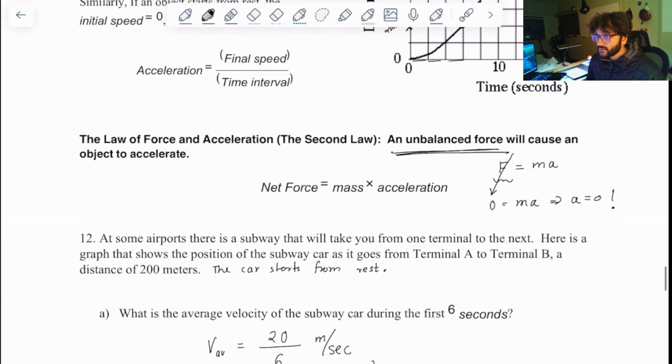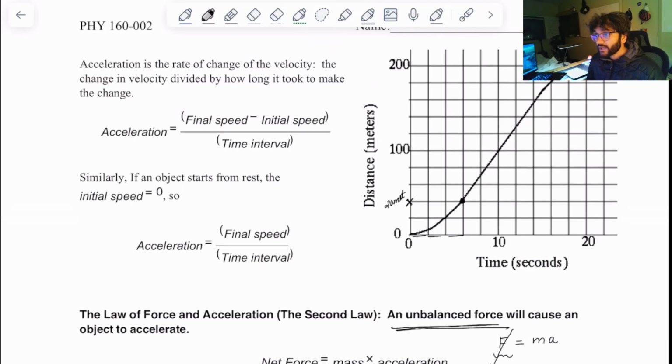Now the C part is estimate the acceleration of the subway car during the first 6 seconds. Okay, so I'm going to use this formula. Acceleration is final speed divided by time interval.